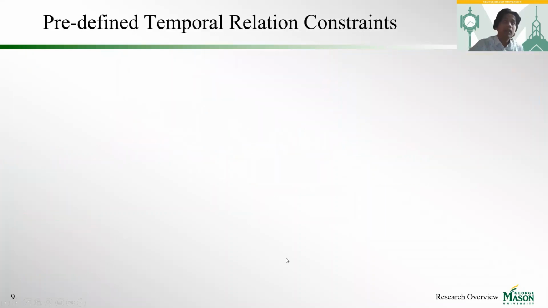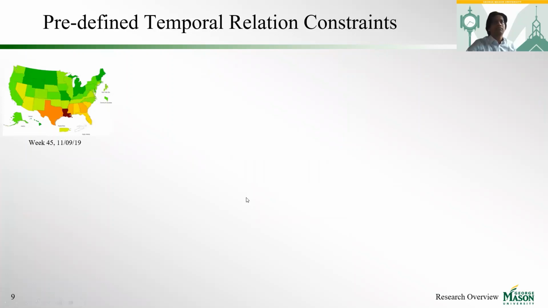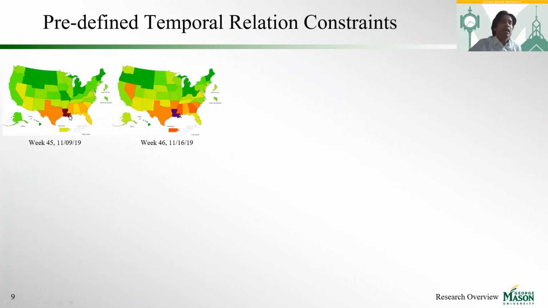Now think about temporal relation. Take this data from 2019 with 45 ILI activity. Then next week, if you see here, Louisiana was affected. Then the Louisiana effect changes, and the other things are changing too. So other states' relations are changing.